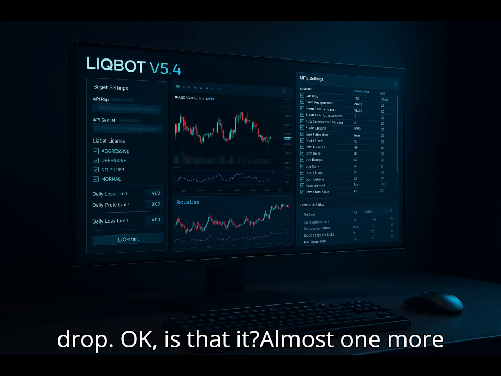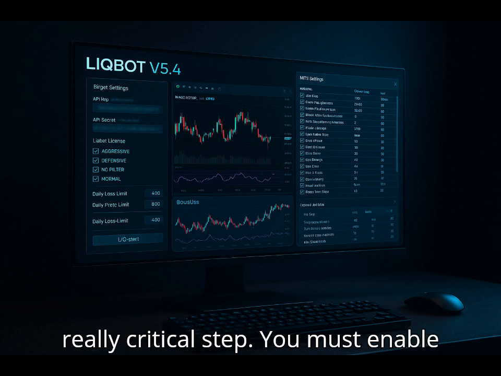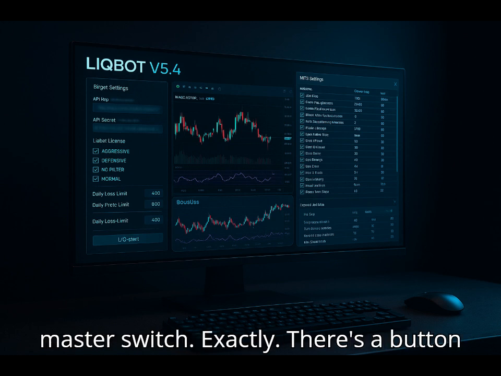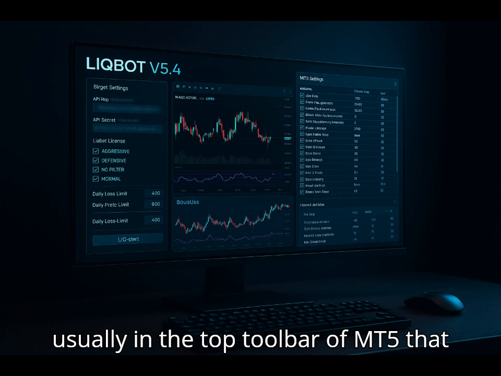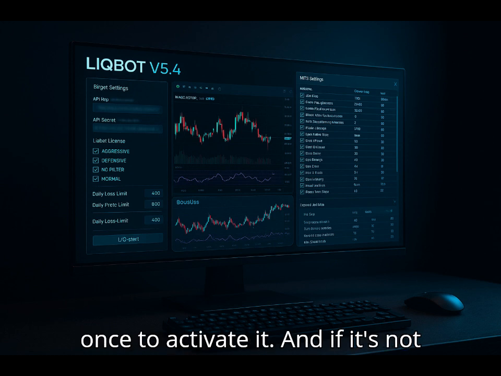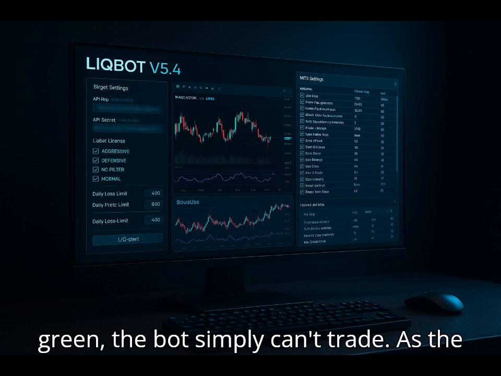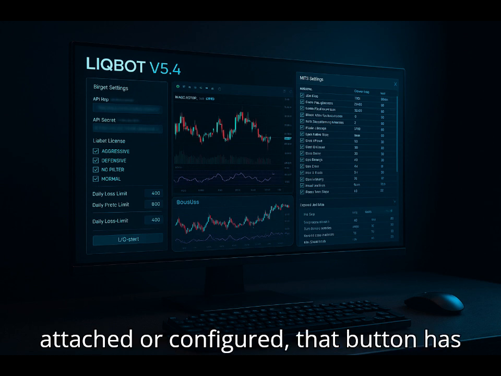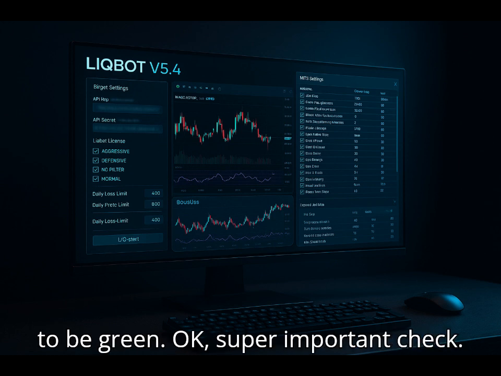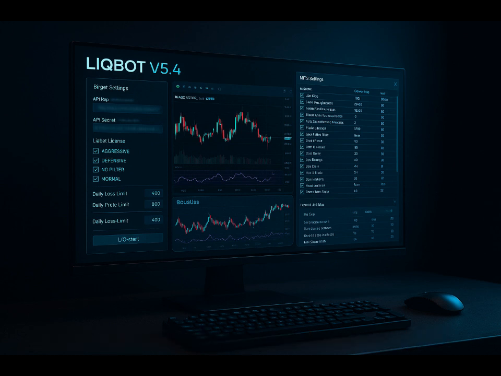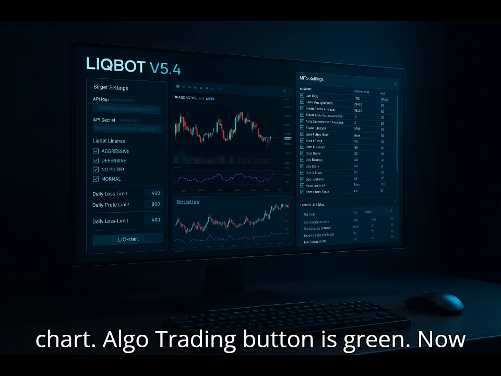Okay. Is that it? Almost. One more really critical step. You must enable algorithmic trading in MT5 itself. The master switch. Exactly. There's a button usually in the top toolbar of MT5 that says Algo Trading. It needs to be green. If it's gray or red, you just click it once to activate it. And if it's not green? The bot simply can't trade, as the guide says. Doesn't matter if it's attached or configured, that button has to be green. Okay, super important check. So bot file copied, MT5 restarted, bot dragged onto a 1-minute NAS 100 chart, algo trading button is green.